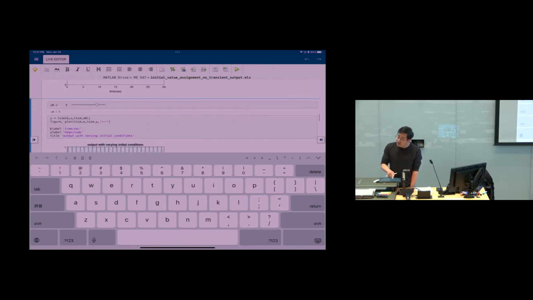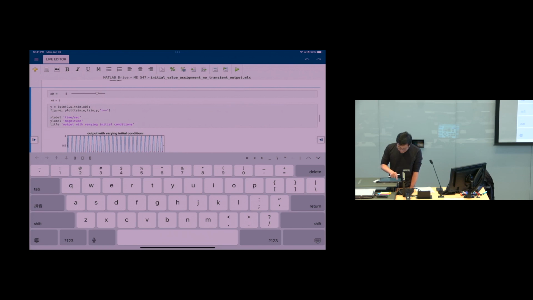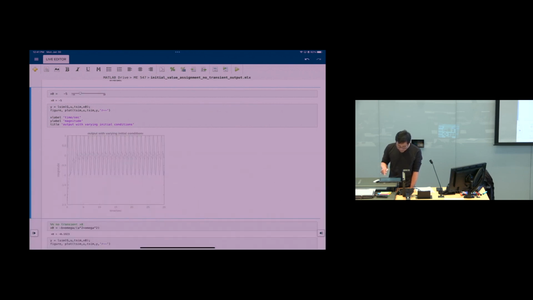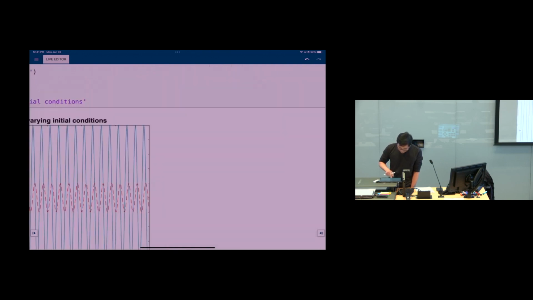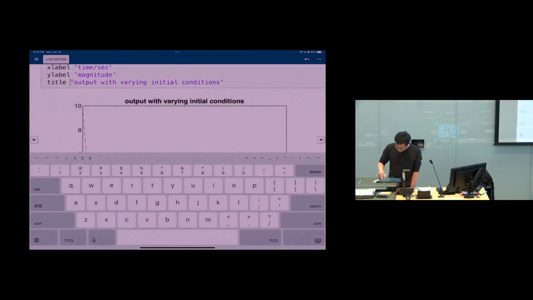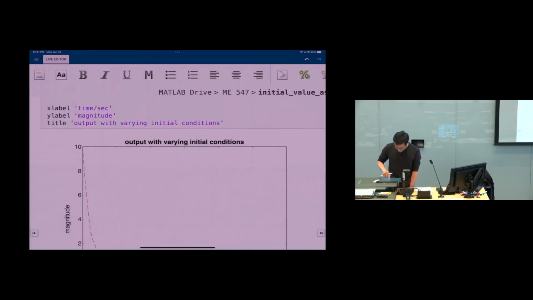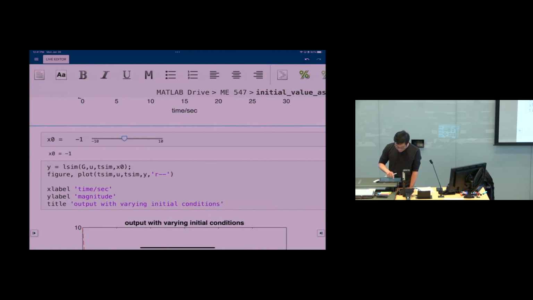Now, I can change the initial condition. Let me change it. I can do many numbers, and you can see initial value -5, initial value 4, right? I can even say initial value 0 here. This is the initial value -1, 1, 0.